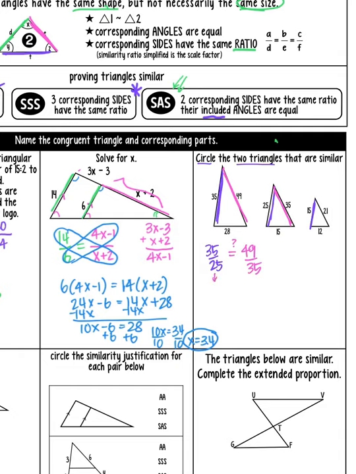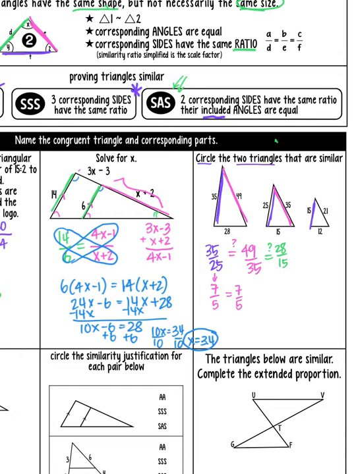When I simplify this guy and divide both the numerator and the denominator by 5, I end up with 7 over 5. If I do the same thing for 49 and 35, I end up with 7 over 5. I divided both the top and the bottom by 7. If I go to 28 over 15 and check that, I can't divide both of those by the same number, so these guys are not similar.